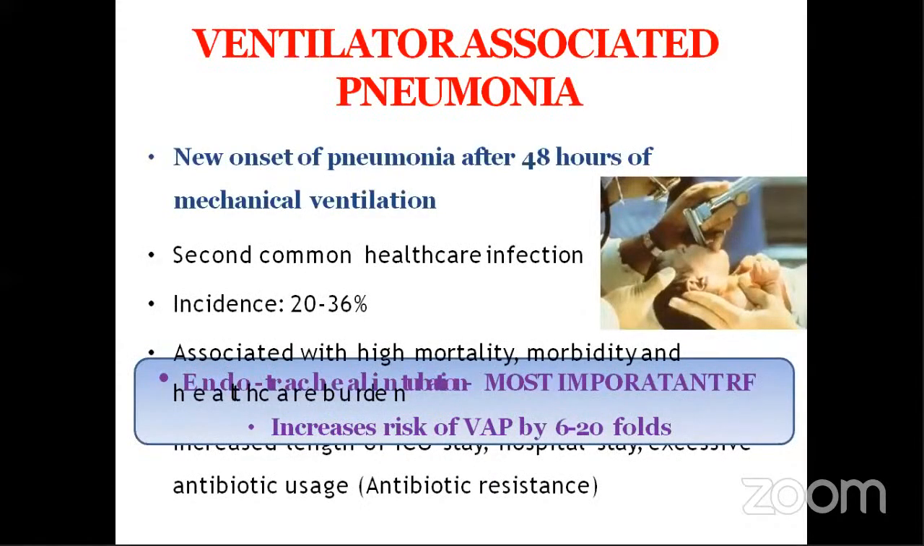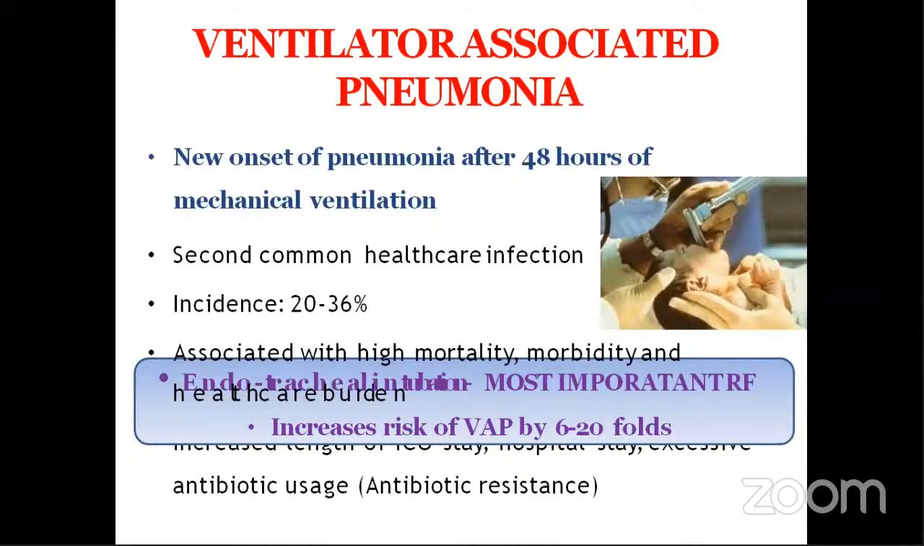Ventilator associated pneumonia. Any new onset of pneumonia after 48 hours of mechanical ventilation, this is VAP. This is the second commonest cause of healthcare associated infection. Incidence is 20 to 36% and is associated with high mortality, morbidity, prolonged ICU stay, excessive antibiotic usage leading to antibiotic resistance.